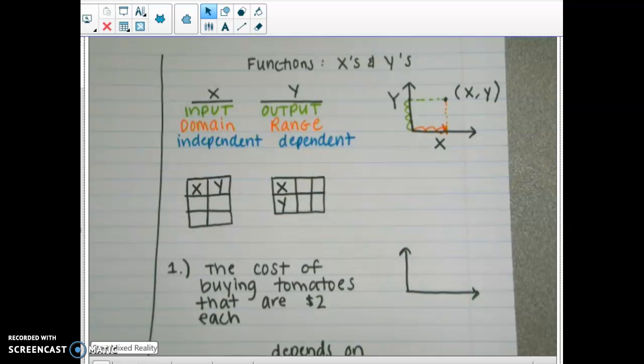Domain is all the x's, range is all the y's. X is also called the independent variable and y is called the dependent variable.